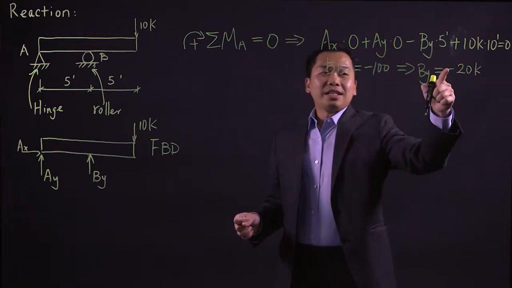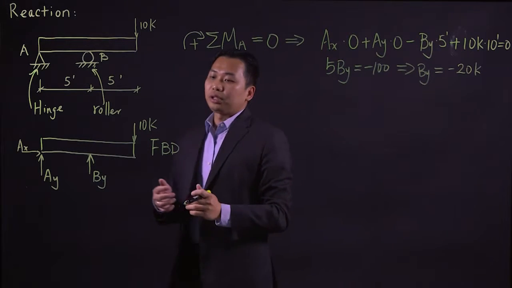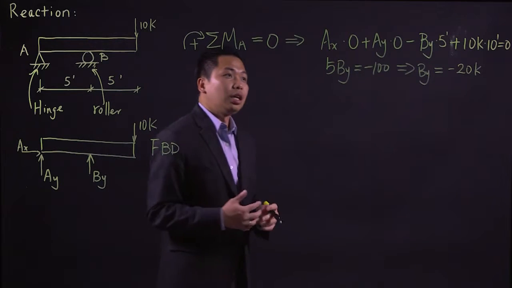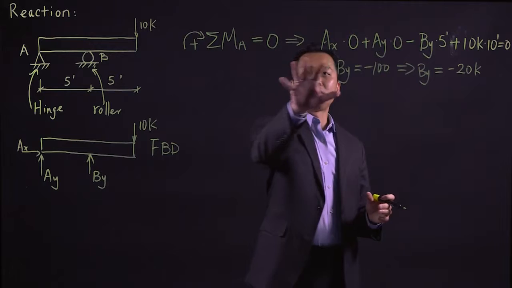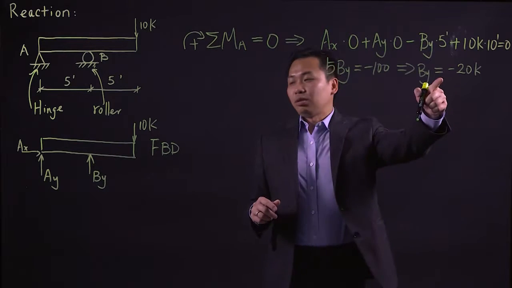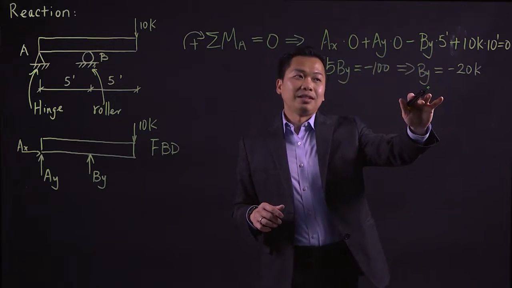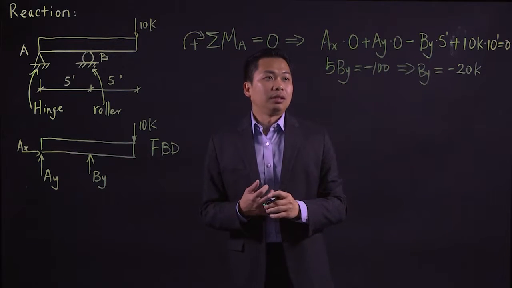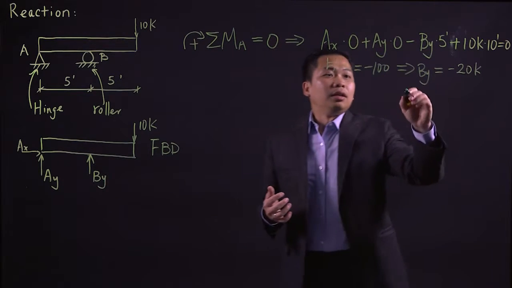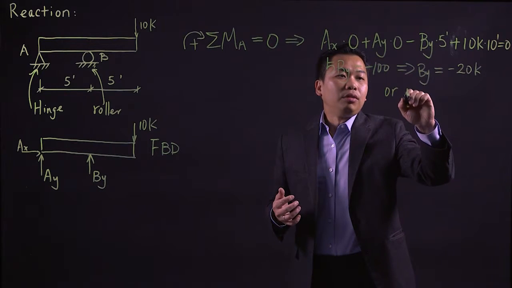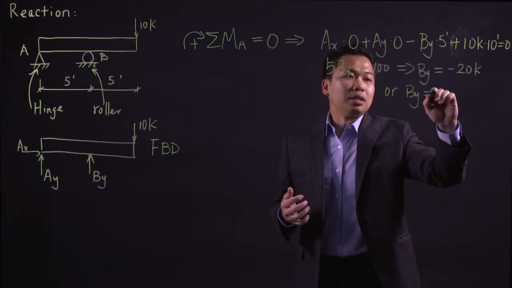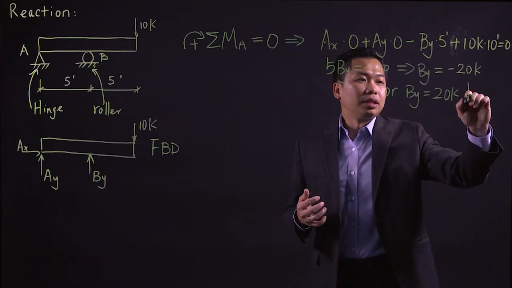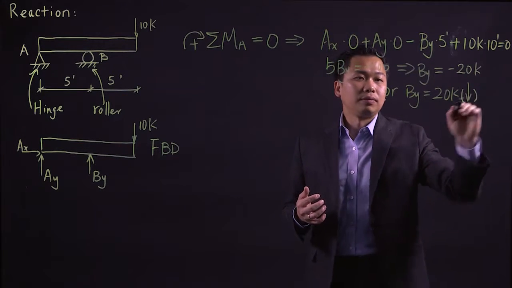What does this negative mean? First, we assumed this By is going upward, and then we used that direction to calculate these equations. If the result comes out to be negative, that means the direction you assumed is actually not true. Therefore, your By can be written as 20 kips, but the direction is going to be going downward.